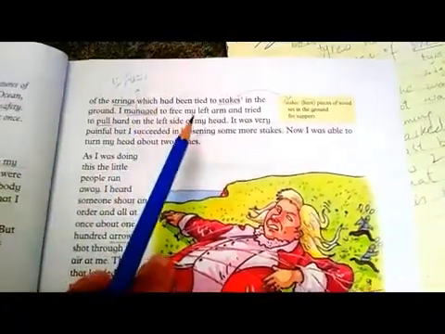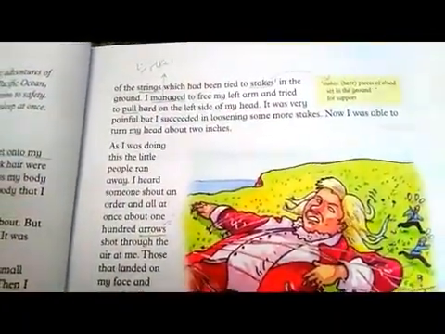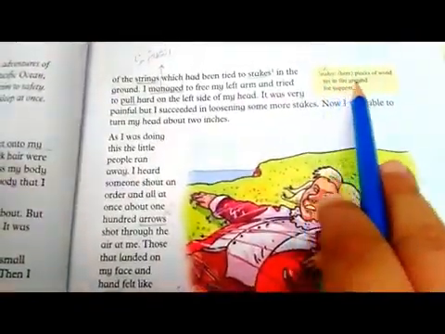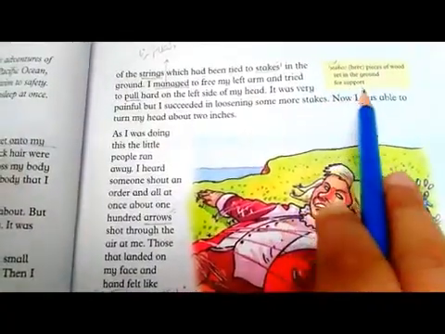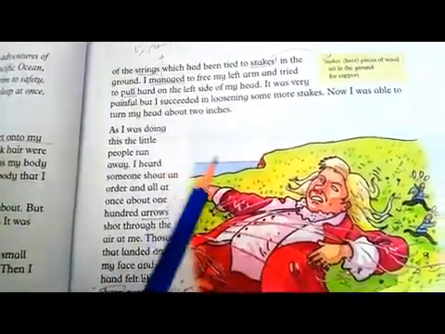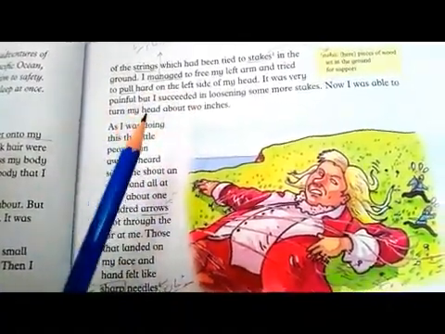And from the strings which had been tied to the stakes in the ground. And what are stakes? They have given you the meaning over here. Stakes mean pieces of wood set in the ground for support. So those were the pieces, the support, and from that support the strings were knotted.